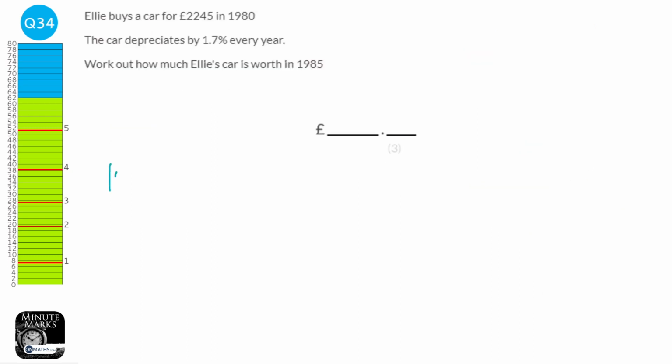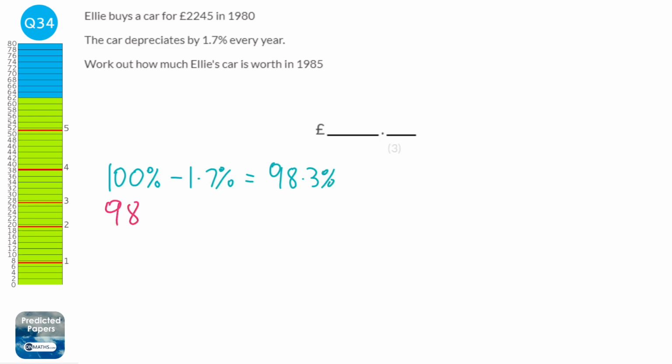So we're going to start off with 100%. And it says that the car depreciates. That means goes down by, so it goes down by 1.7% every year. So we do 100 take away 1.7, which is 98.3, and that's percent. And we want that as a decimal, or as a multiplier we call it. And so we just divide it by 100 to make it into a decimal, 0.983. And that's our multiplier.